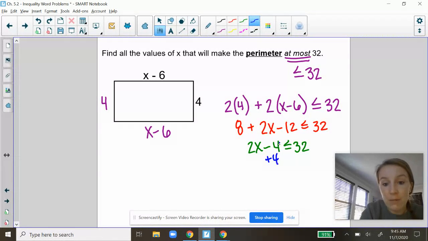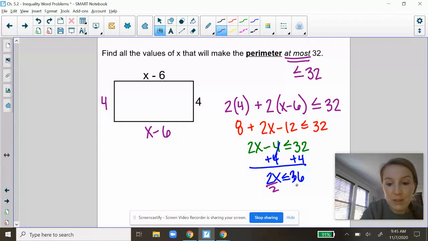You're going to add 4 to both sides. 2x is less than or equal to 36. Divide by 2, divide by 2. So x is less than or equal to 18. So that's one part of it.